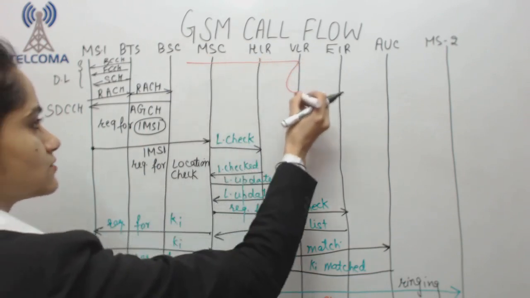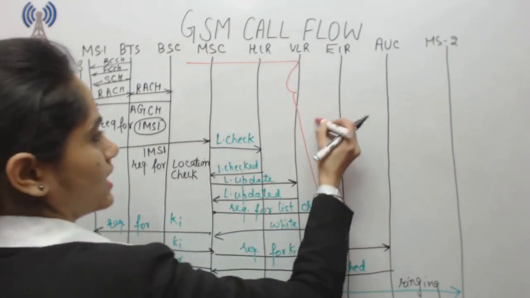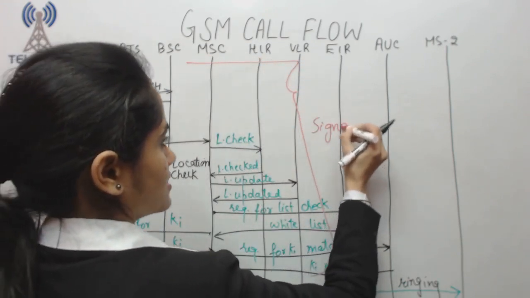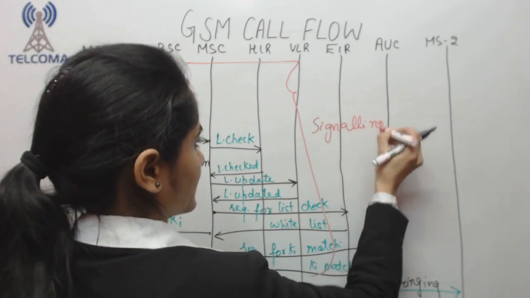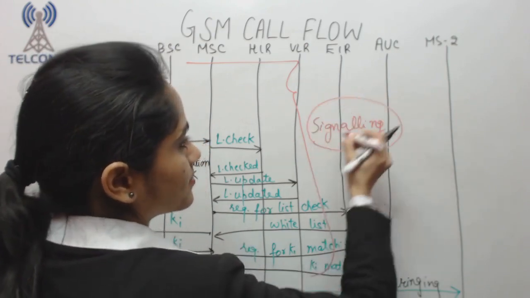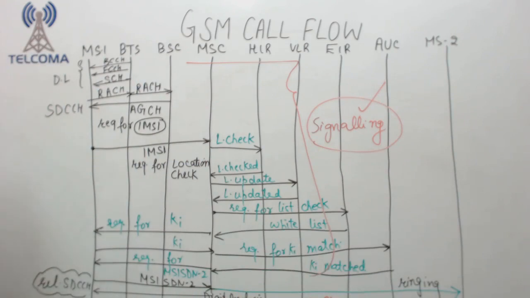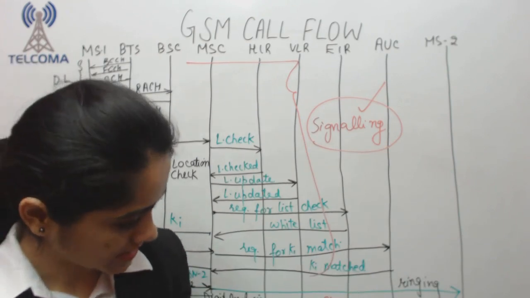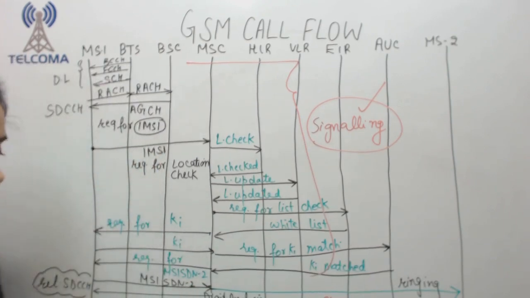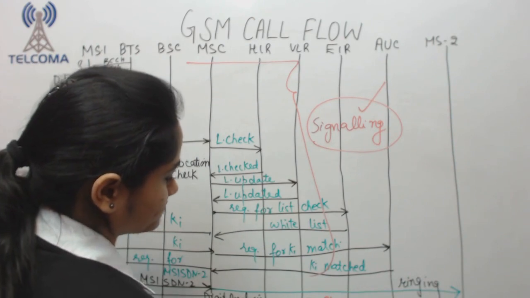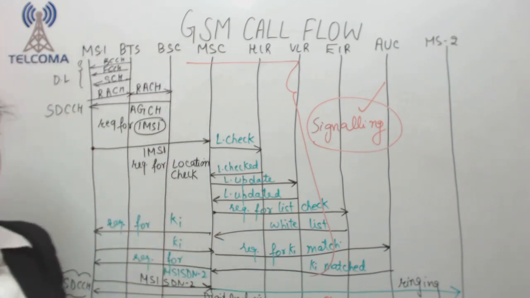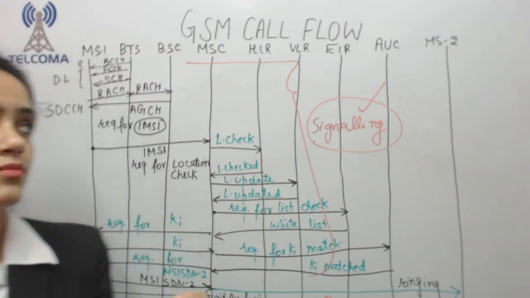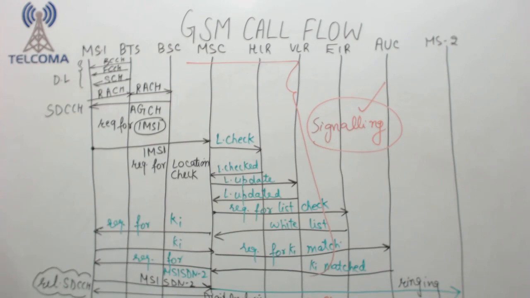This procedure before ringing is the signaling process, that means controlling or checking. Before ringing we are finding the person, also we have the signaling process, and after that the TCH, on which we have the final conversation. So this is a complete call flow between mobile stations under the same MSC, BTS.